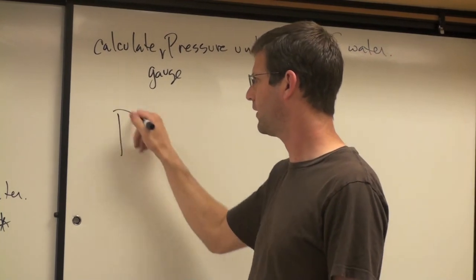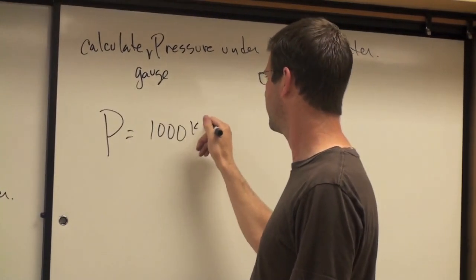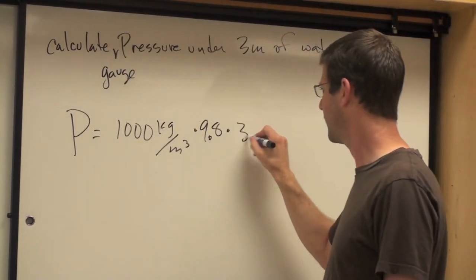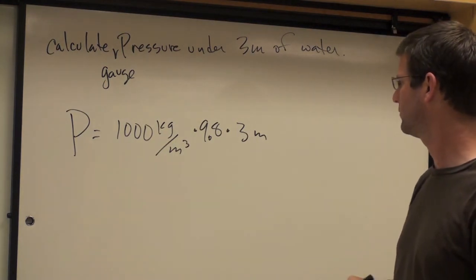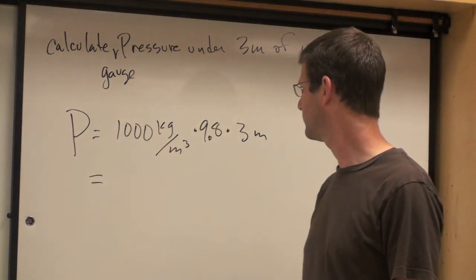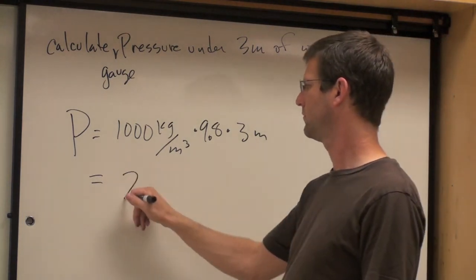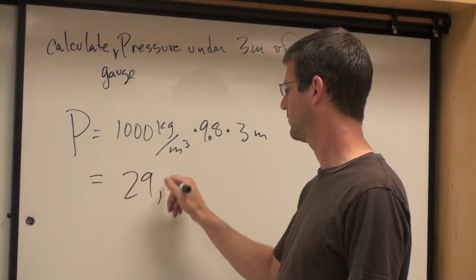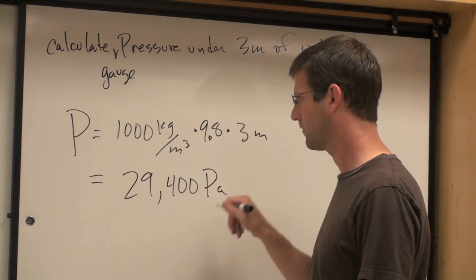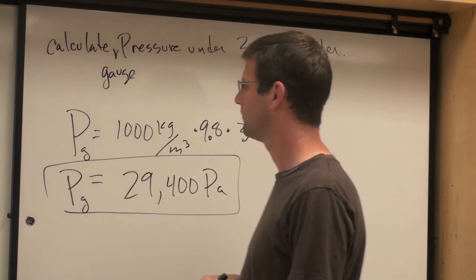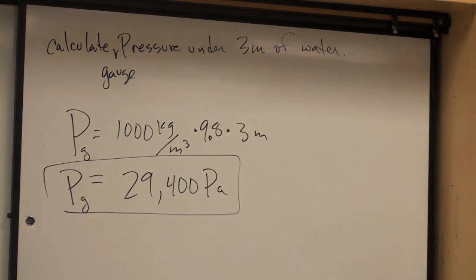So just to get a few numbers, our pressure is 1,000 kilograms per meter cubed times 9.8 times 3 meters. Is that right? Gauge. Not too bad.